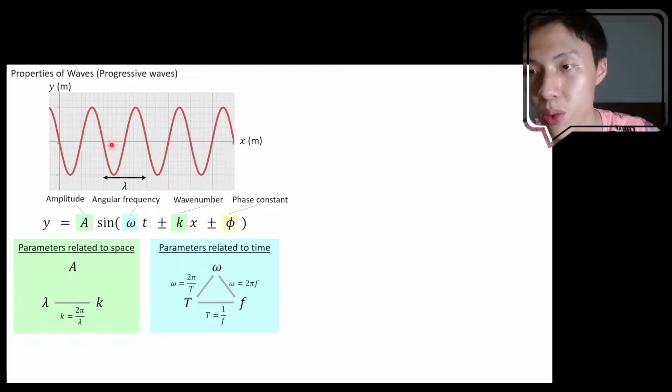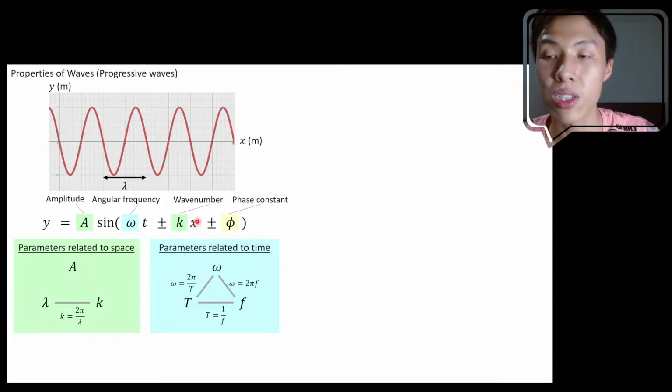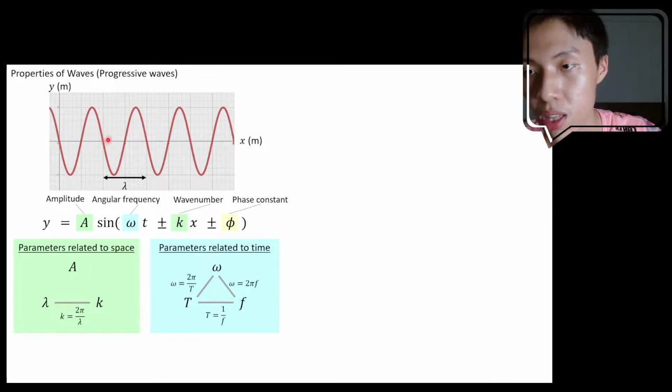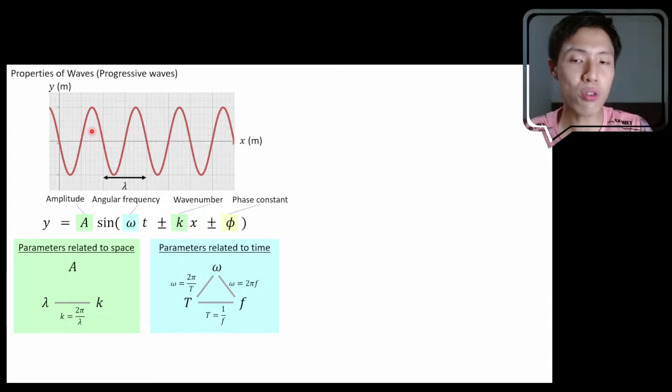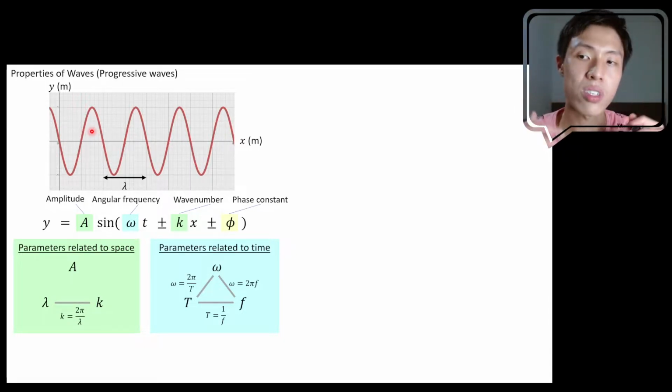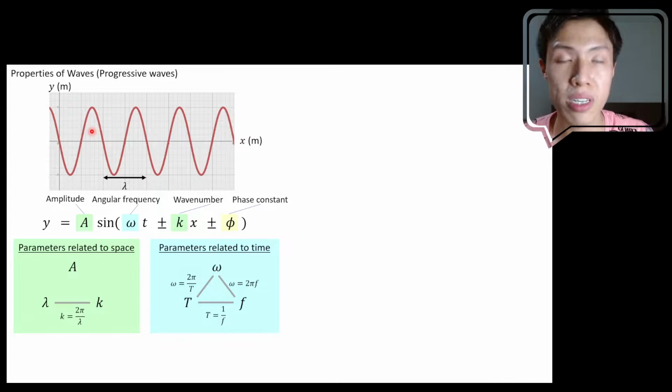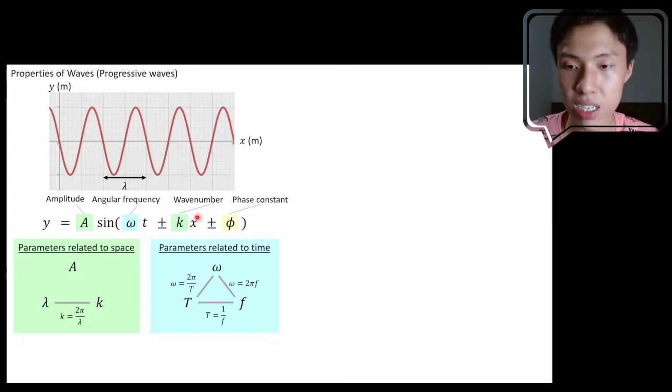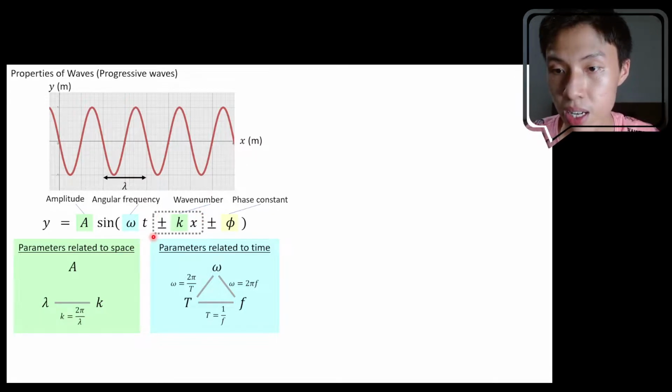Let's say you are interested in this particular point, the particle that is over here at x equals 2. Then you substitute x equals 2 to focus on this particle over here. But I won't go too deep about this, because later you will see how I apply the equation and how I do my substitution.